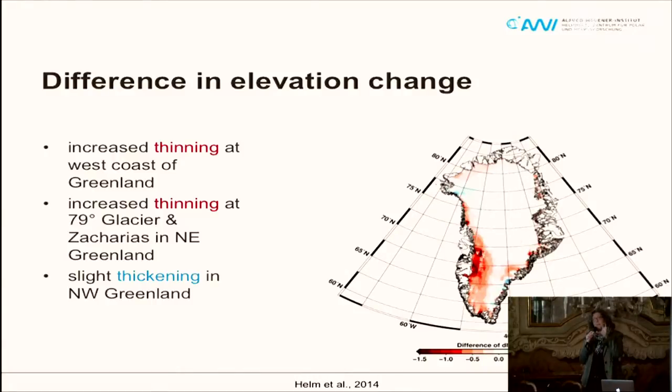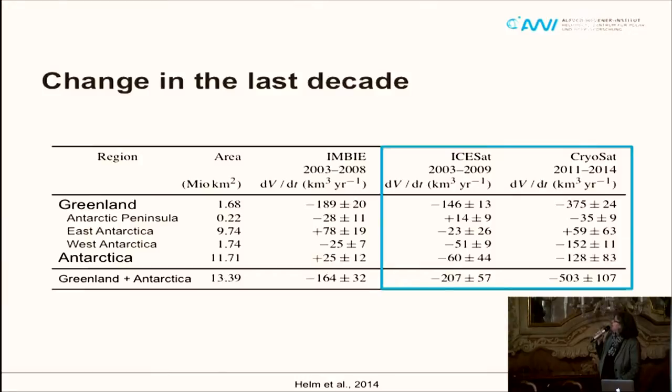Yes, you now have the pattern already with elevation change in the northeast. So if you look at the numbers, you might want to look at the topmost line here, which shows Greenland. So you had a volume change of 146 in 2003 to 2009, and you are now up to 375. So this is really a drastic change between these two time periods. And this shows that the mass loss of the Greenland ice sheet is accelerating. It's not only a linear trend, it is really a non-linear trend.